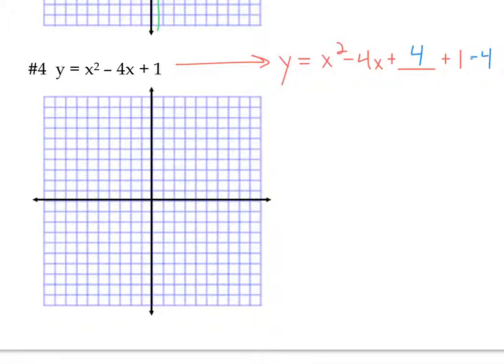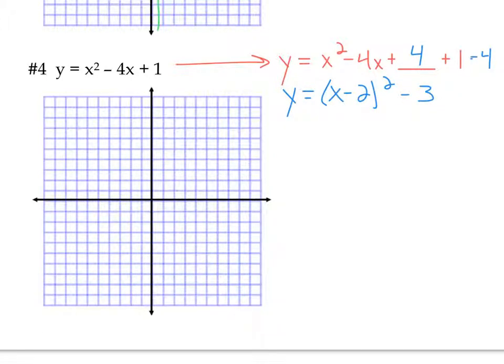So we really didn't change the value of the equation. The reason we do that is so that now we can write this as a perfect square. Right now we can write this term here, this part we completed the square on, as a perfect square. That's going to be x minus 2 squared. And then 1 minus 4 would be a negative 3. So we have y equals x minus 2 squared minus 3.